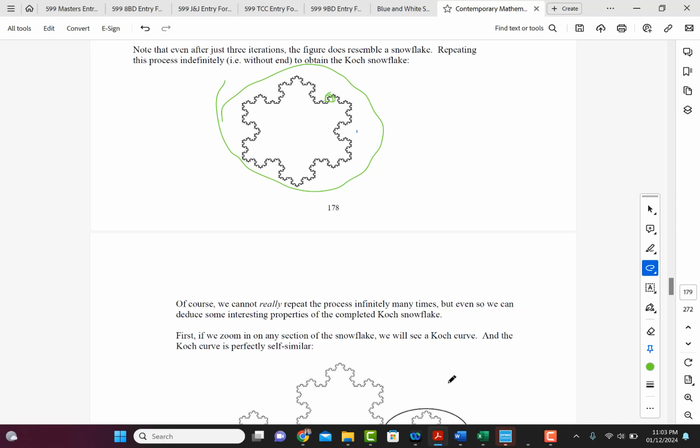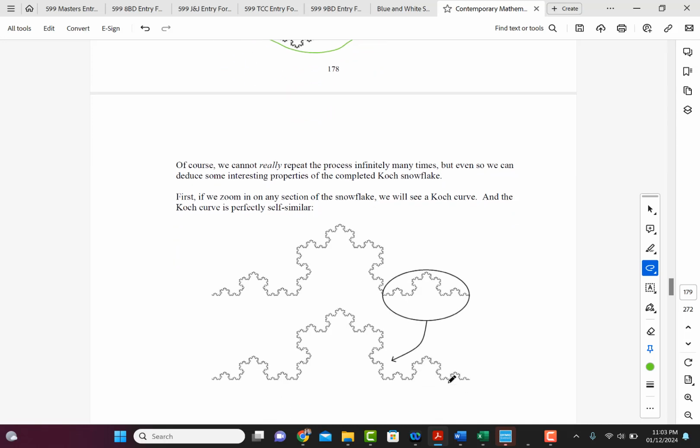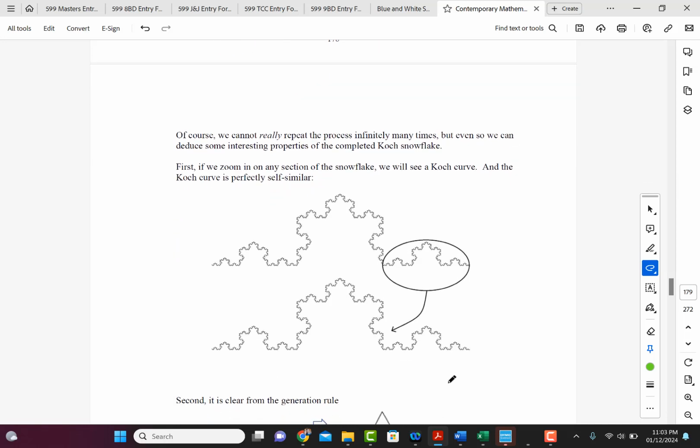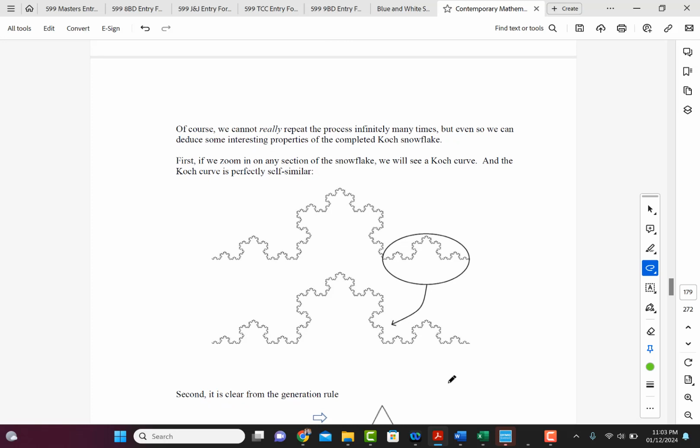Of course, we cannot really repeat the process infinitely many times, but even so, we can deduce some interesting properties of the completed Koch snowflake. First, if we zoom in on any section of the snowflake, we will see the Koch curve. That's what I was just saying a moment ago. And the Koch curve is perfectly self-similar, like we were talking about in the last video. So again, if I zoom in on this segment right here, we'll see the same process continue.